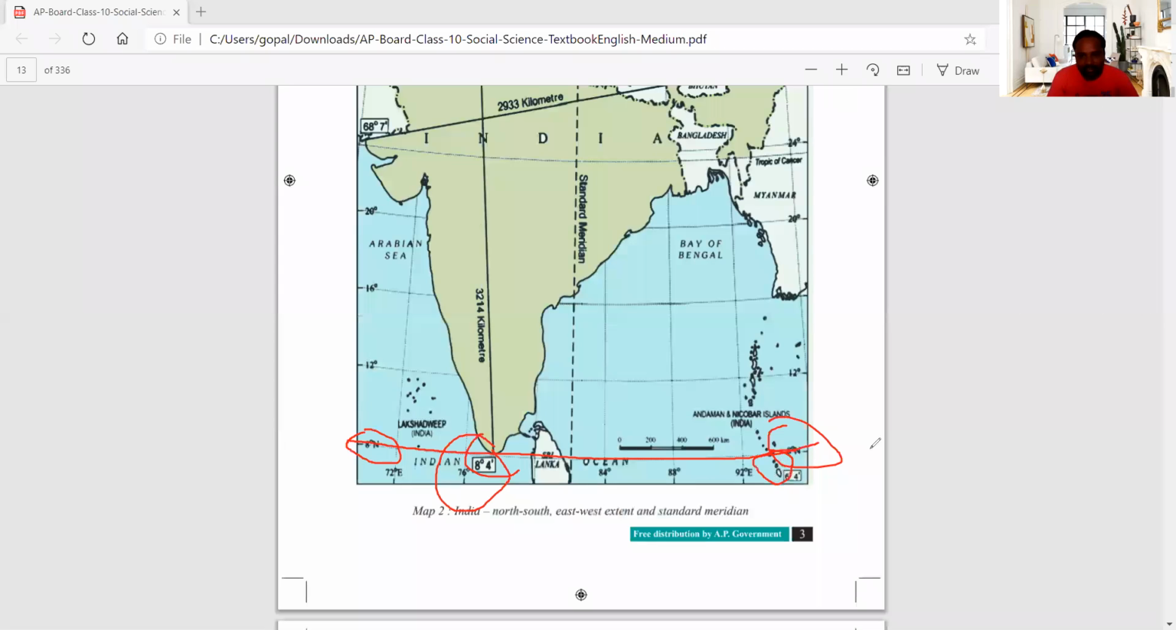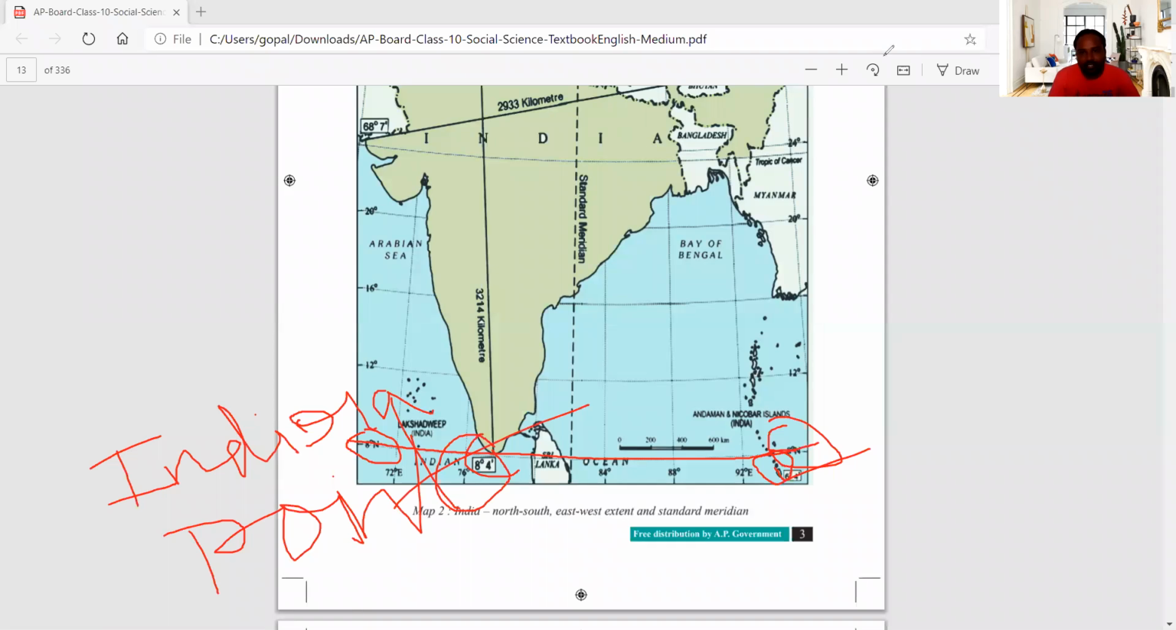So here we can see this Indira Point. It is called Indira Point. Okay, so Indira Point.